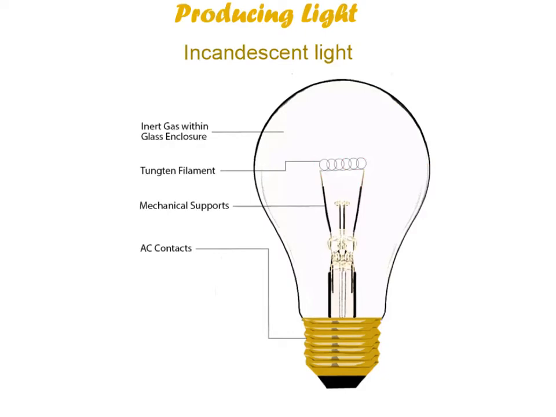Incandescent bulbs are very inefficient because about 90% of the energy given off by the bulb is in the form of thermal energy instead of light.